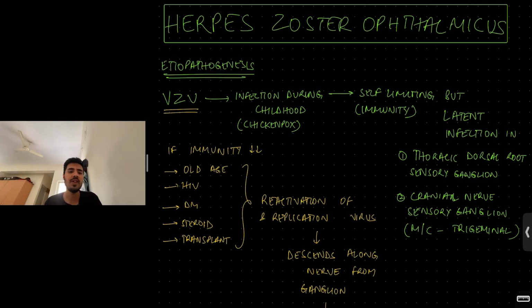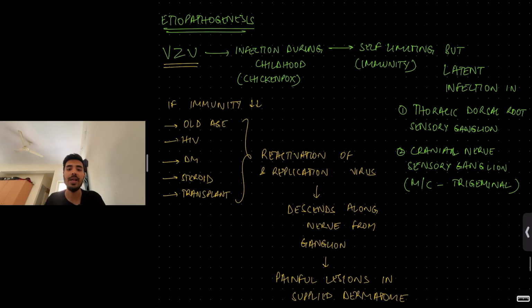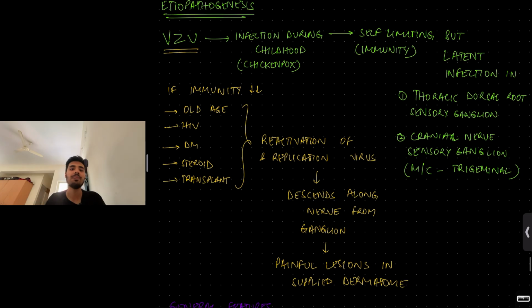Today we'll be covering another very important viral keratitis known as herpes zoster ophthalmicus. Herpes zoster ophthalmicus. Let's go step by step. First, etiopathogenesis. Basically, varicella zoster virus, VZV, is the causative organism.